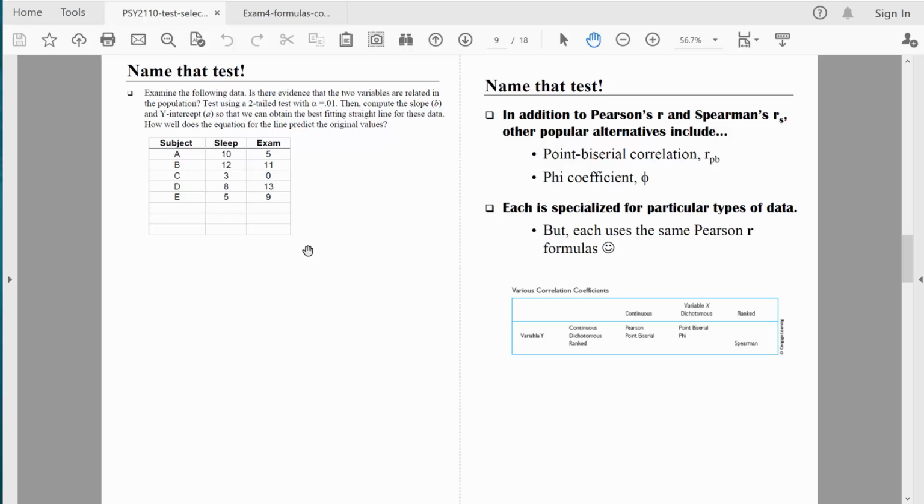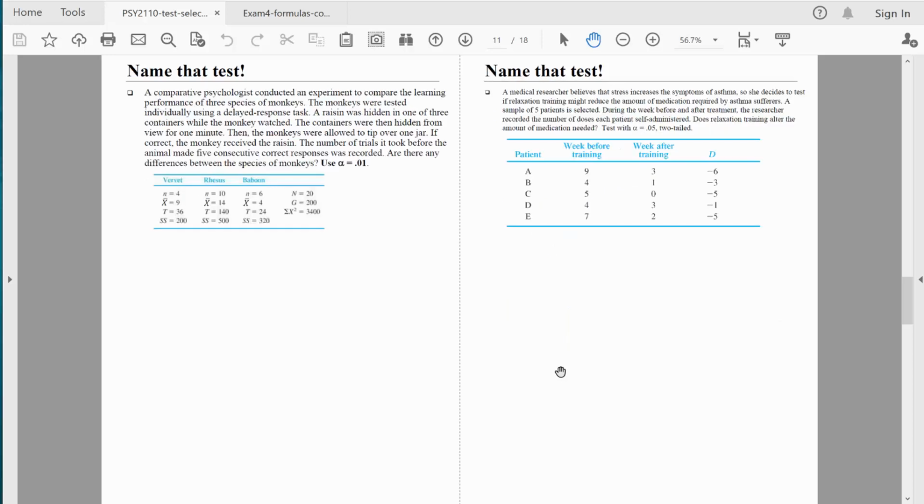Speaking of correlation, you might recall that when we discussed the Pearson correlation, we also discussed some popular alternatives that exist, like the Spearman's correlation or the point biserial correlation, and I showed you a table that helps you determine when each is most appropriate. So at some point, you might want to pull out that table and give it another look. Let's take a look at another one.